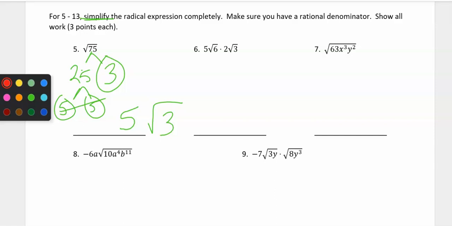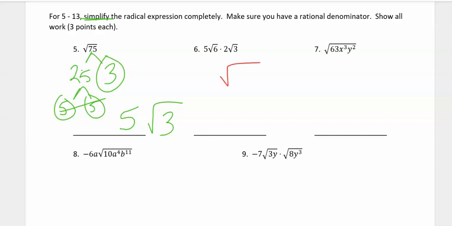On number 6, you guys, you can multiply anything. It's adding and subtracting that you might not be able to do. I can multiply these together, and I want to make it one radical to start. I can multiply the numbers on the outside to get my new number on the outside. I can multiply numbers underneath to get my new number underneath. So 10 radical 18, that's not wrong, but it's not completely simplified. I can make this better.